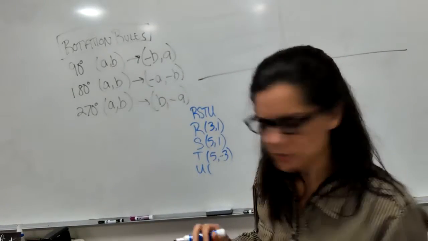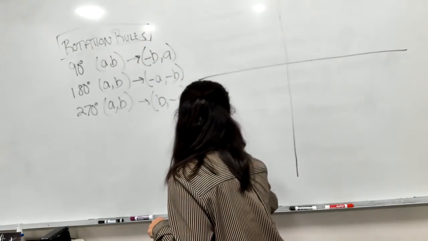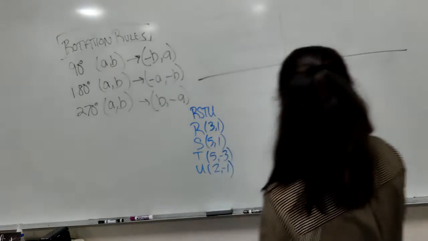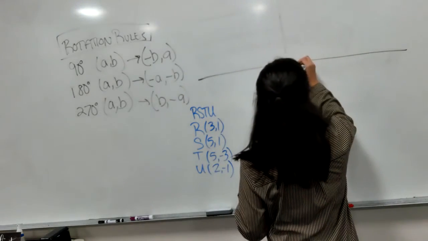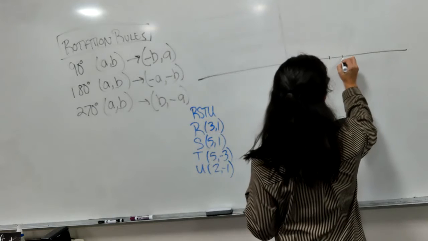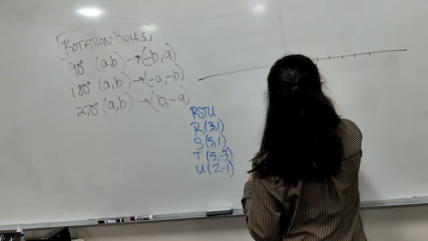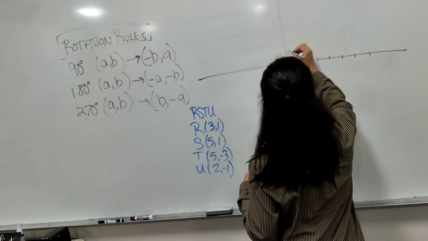Why are you built like that? 2, 1. Did you see that? Okay. Nice. Oh, how did we get here?